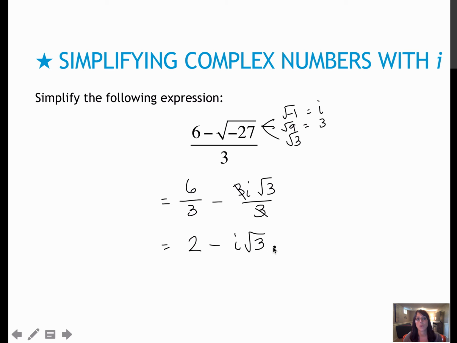Typically we'll write that i before the radical. The reason that we do that is if you wrote radical 3i, you wouldn't really be able to tell if that i is on the inside or the outside. So we write it with the i first.